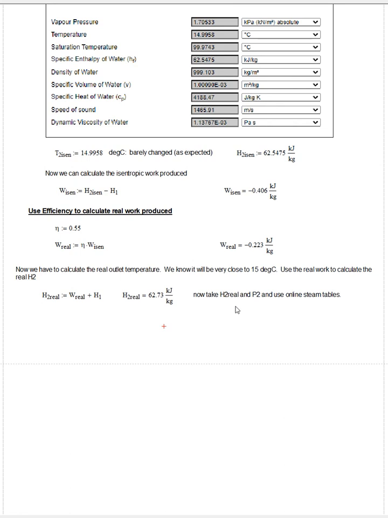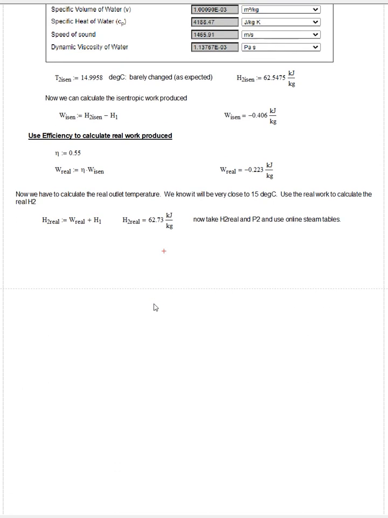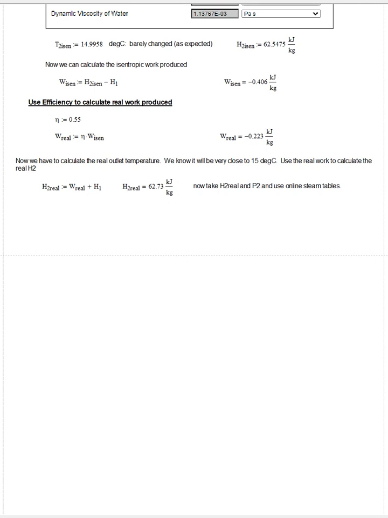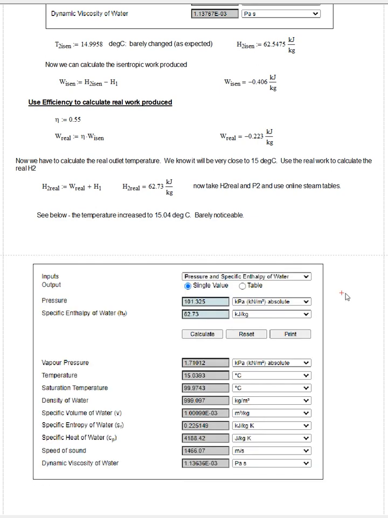So if we wanted to know the temperature and we had tables, we would look at P2 of 1 atmosphere and H2. We would find out what temperature H2 is equal to this. But remember, we do not have subcooled water temperature property tables. And so again, we can use this online source, which makes things a lot easier for us. And so our inputs, we are going to input the pressure, which is 1 atmosphere. We're also going to input the specific enthalpy, which is 62.73 kilojoules per kilogram.